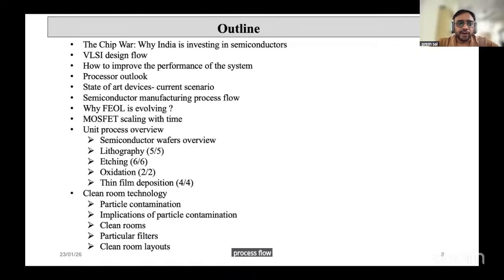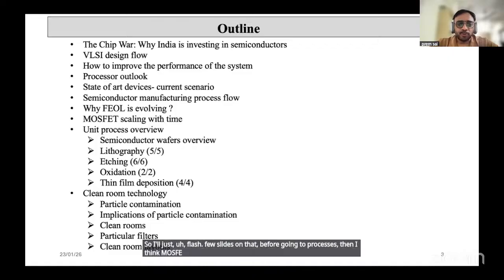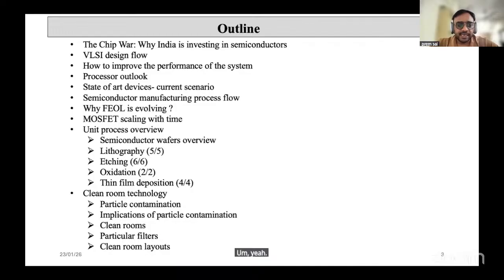Then what is front end of line and why it is evolving, all that. So I'll just flash a few slides on that before going to processes. Then MOSFET scaling, a lot of people will be knowing, but I'll just show Intel's roadmap.